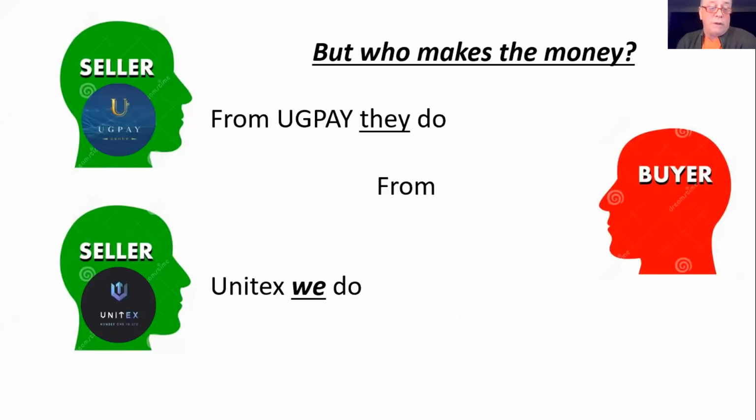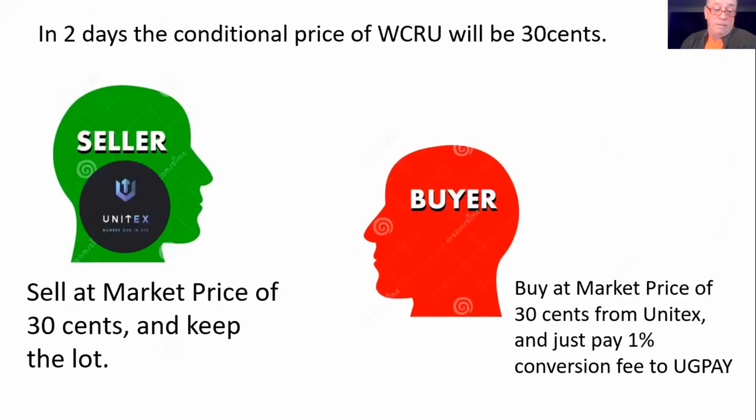And this is where we're going to slowly bring it back to what Andre Hirata and the company are doing for us. If he goes direct to UGPay, obviously UGPay makes the money. But if he goes to Unitex and buys from Unitex at a parity price, then the sellers of CRU make the money. In fact, that's we who make the money.